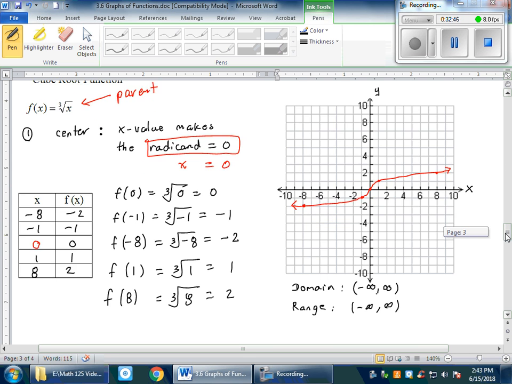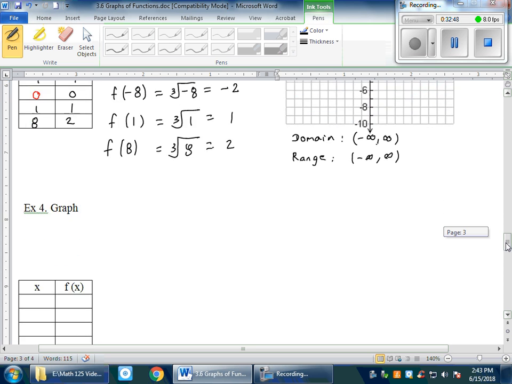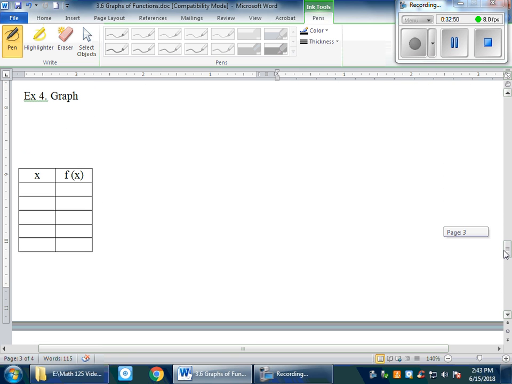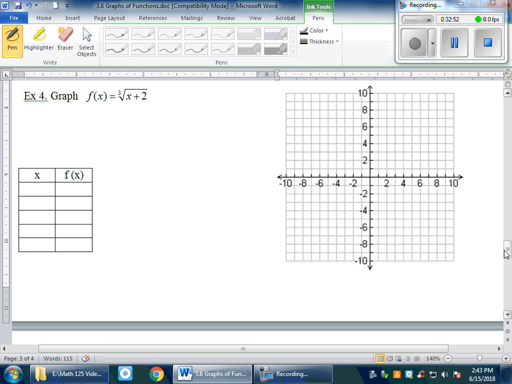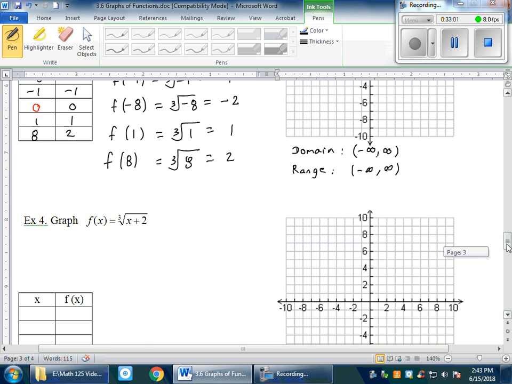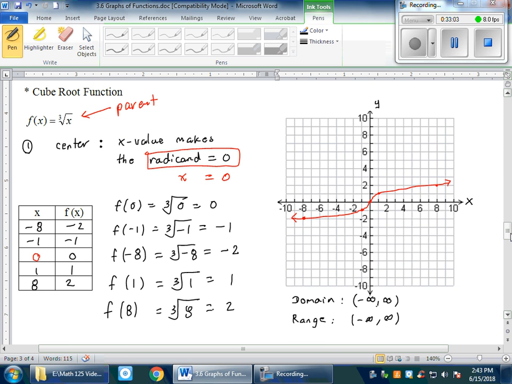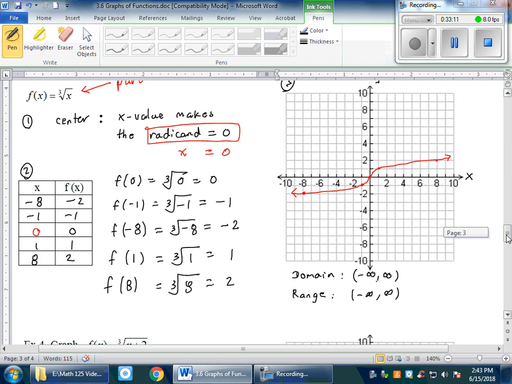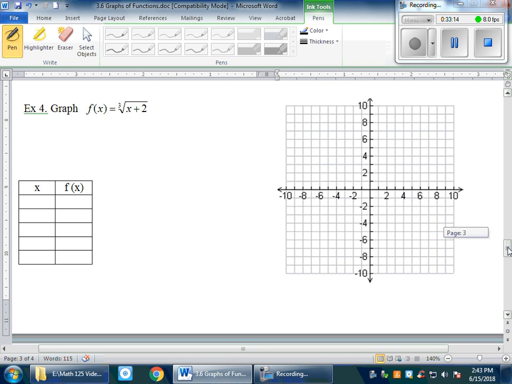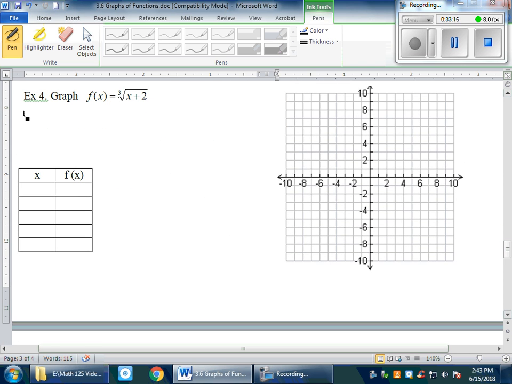Now let's use this to graph our next example. So right here you can see that there's a cube root function, right? I already mentioned the steps earlier, right? Let me go back and recall. So step 1, we find the center. Step 2, put the center and then find the other ordered pairs. And then step 3 is the graphing. So let's find the center. Step 1.